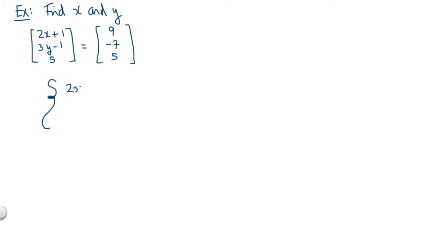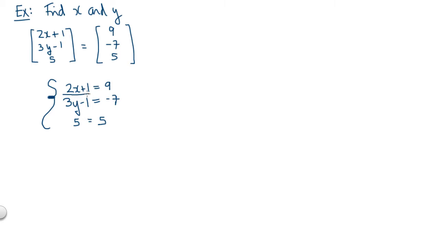So it's saying the top positions are equal, 2x plus 1 is equal to 9. It's saying the entries in the second row in the first column, 3y minus 1, that must be the same thing as -7. And similarly, coming from the third row, we get 5 is equal to 5. So we're really getting 3 pieces of information here. The top 2 equations will allow us to solve for x and y.